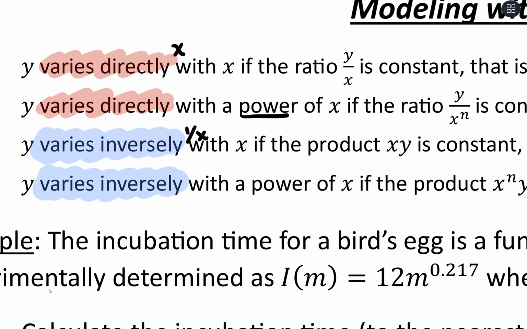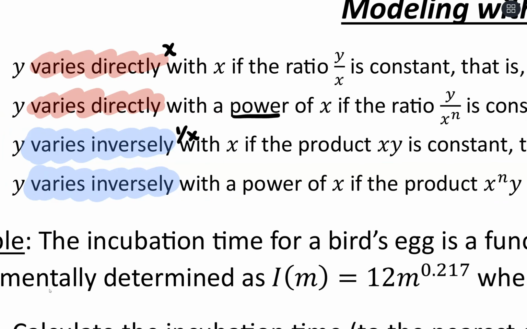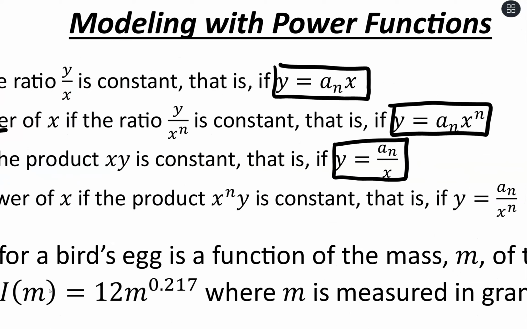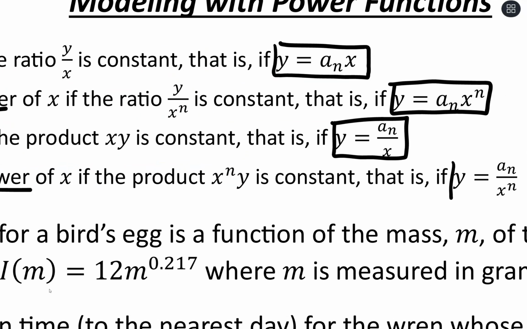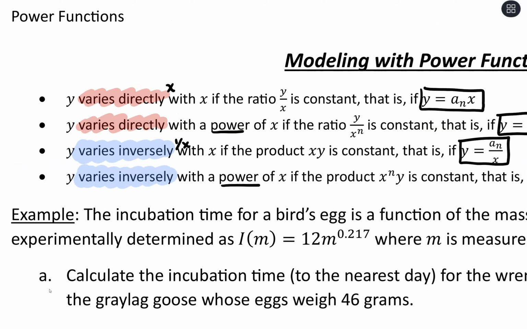Now, if y varies inversely with just x, then what we would have is y equals a constant divided by x. So that's where the inversely comes in. It brings through x as a denominator. And then if we change this to y varies inversely with a power of x, then we have that same form, but now we could have an exponent on x. So it's a constant divided by x to the n. So take a look out for that terminology of varies directly or varies inversely, and that will help you set up some functions. So let's take a look at two scenarios here with power functions.